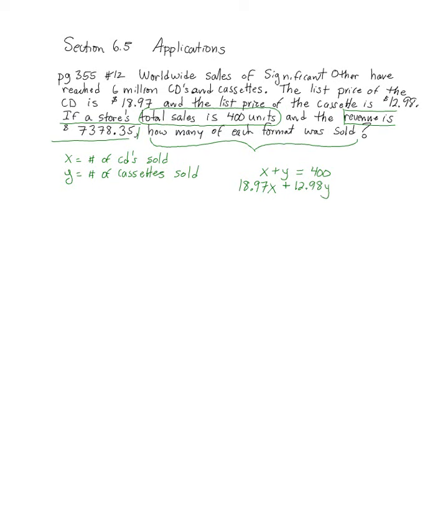Anyway, so what I have here is I have all the money I made on my CDs plus all the money I made on my tapes. That must be all the money I made. 7,378.35. So there's my two equations. And like I say, these problems are almost always going to work like that. You're going to have one equation, X plus Y equals something, and then you'll have a second equation which is more complicated. Now you need to solve.